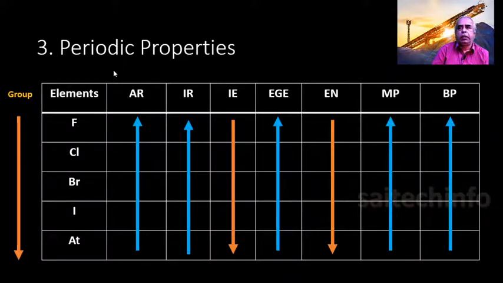Then electron gain enthalpy, EGE, which is also called electron affinity. This electron affinity goes down as we go down the halogen group. When we compare fluorine and astatine, naturally fluorine has the highest electron gain enthalpy.